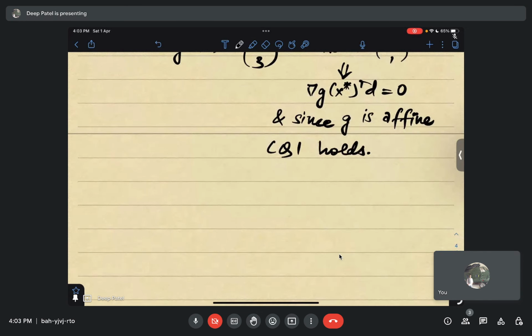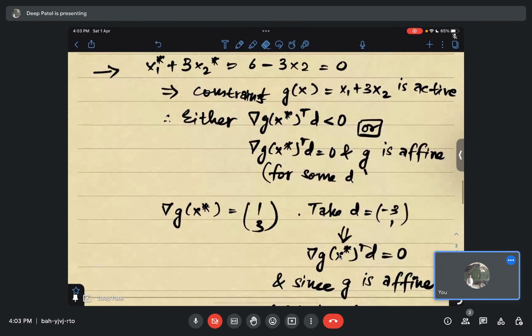So d is just any direction not equal to 0, for some d in R^n. Here it is not identically 0, right? Otherwise it's trivially true, so we want something that is not 0.